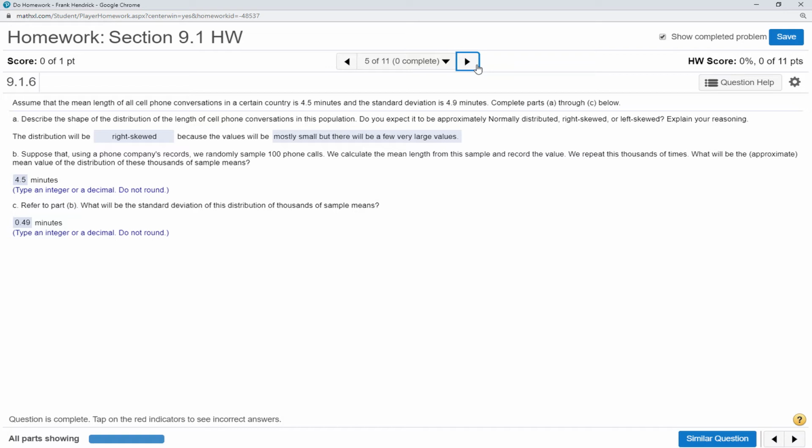Assume that the average length of all phone conversations was 4.5 minutes, and the standard deviation was 4.9 minutes. Well, it'll be right skewed, because mostly they'll be small, but there'll be a few very large values. So you have very few people that are talking for a long period of time. Most of them won't talk as long.